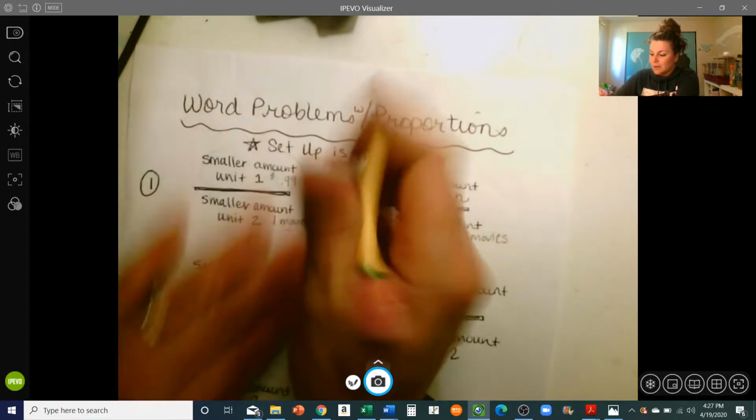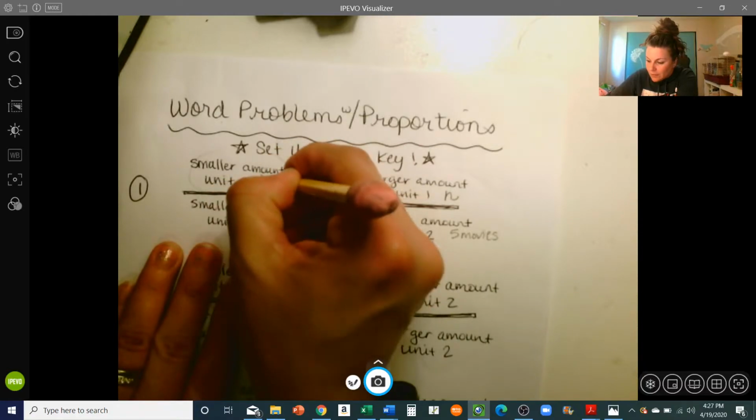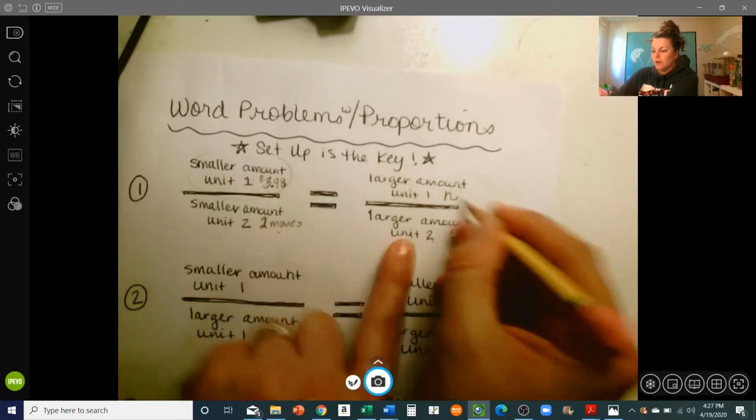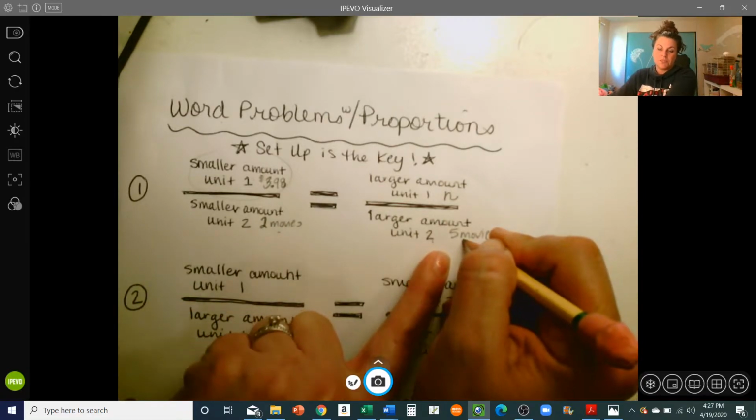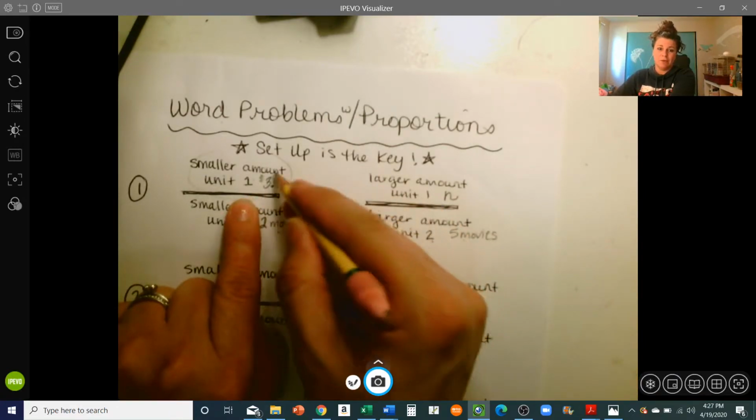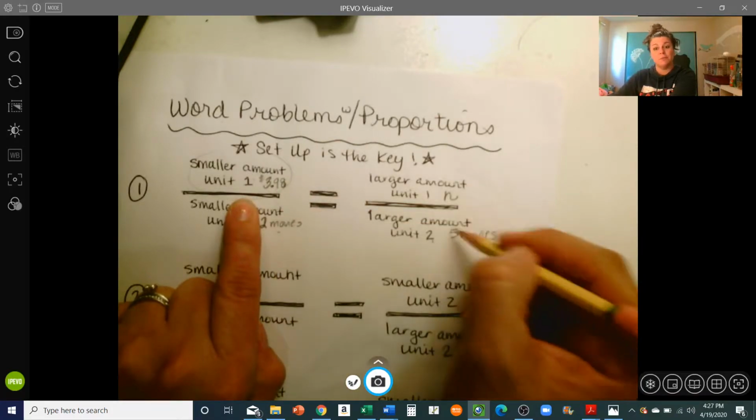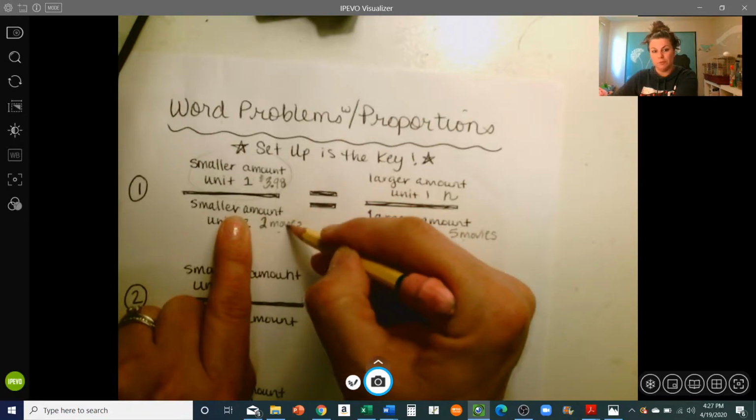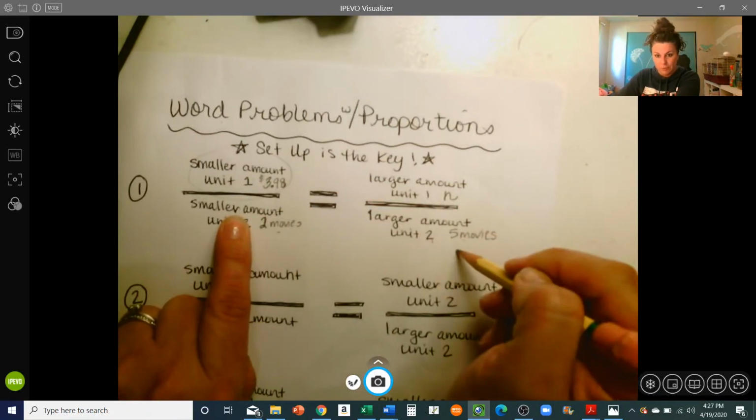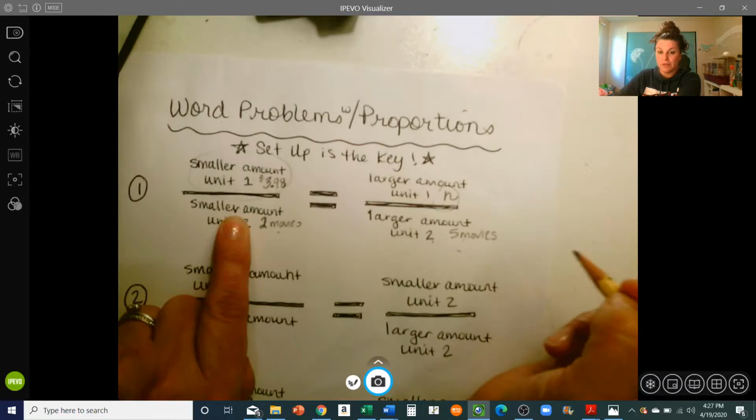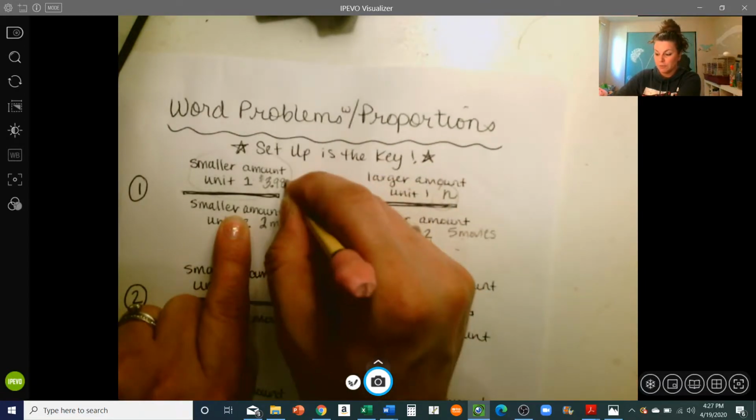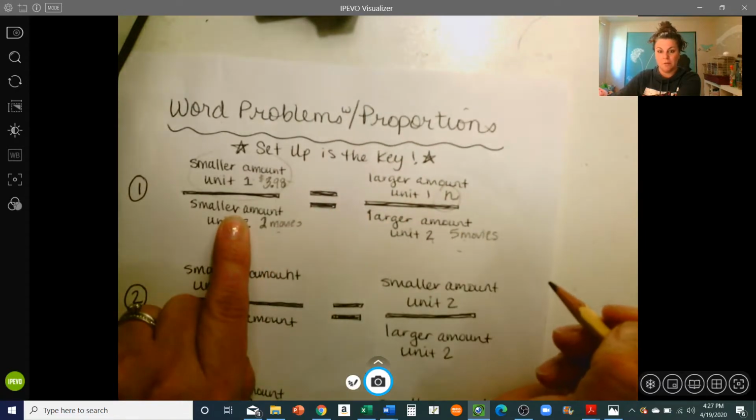Let's say it was $3.98 for 2 movies, and I want to know how much it is for 5. So it still works the same way. This is the smaller amount because it's only 2 movies, and this is the larger amount because it's 5 movies. Okay? So my dollar amount over the movies, dollar amount over the movies. Here, this is the dollar amount that I don't know, but it's still going to be a dollar amount. And you cross multiply and divide by the third number to get this one.